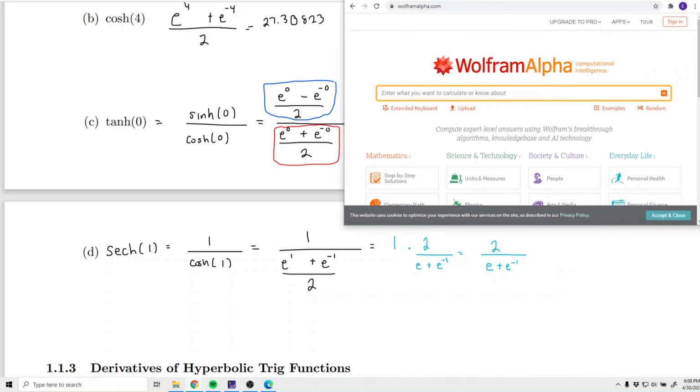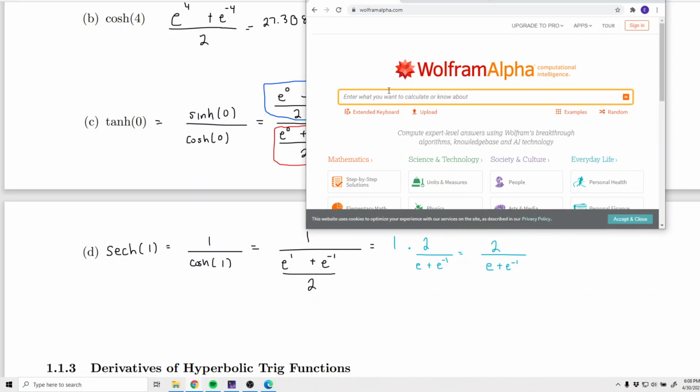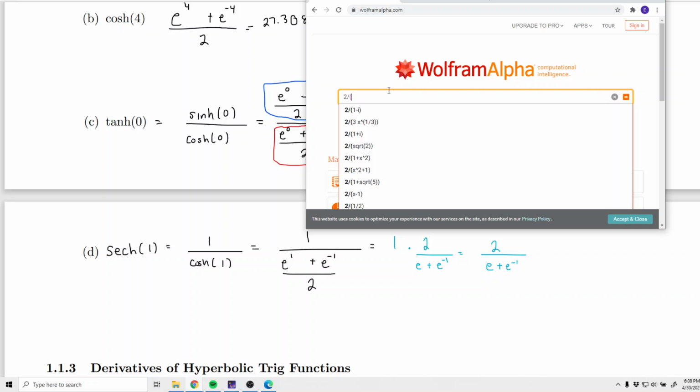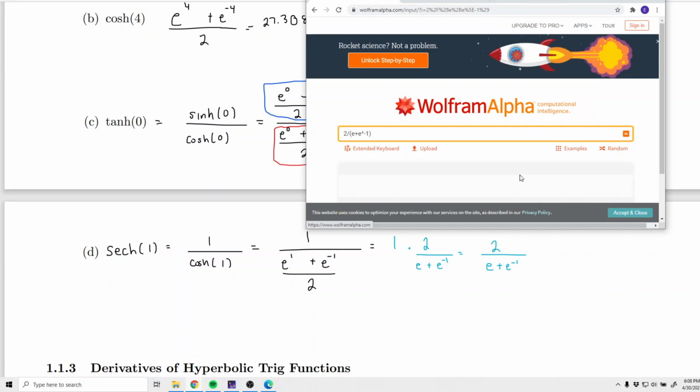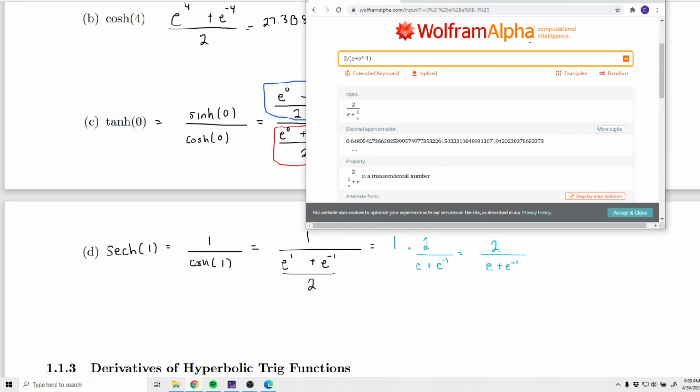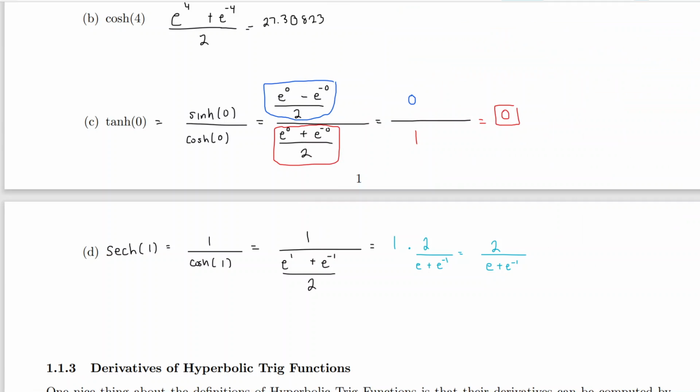Go ahead and do that. We got 2 divided by e plus e raised to the negative 1, and rounded to 5 spots, you get 0.64805. If you want to press enter, just make sure it's reading it correctly. You can, and it is. So I'm going to go ahead and write down our answer here: 0.64805.